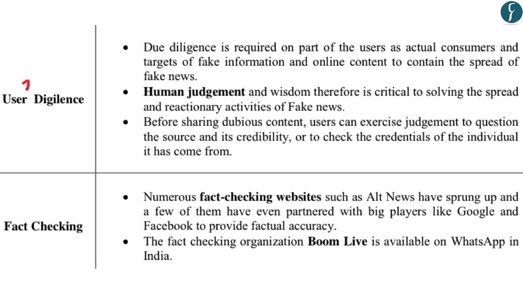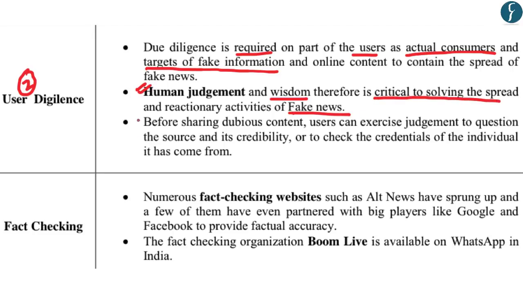The second main step to stopping fake news is user vigilance, wherein alertness is required on the part of the users as actual consumers and targets of the fake information, wherein human judgment and wisdom is critical to solving the spread of fake news. So, before you and I share content online, we can exercise our judgment to question the source of that information and whether it is credible or not.